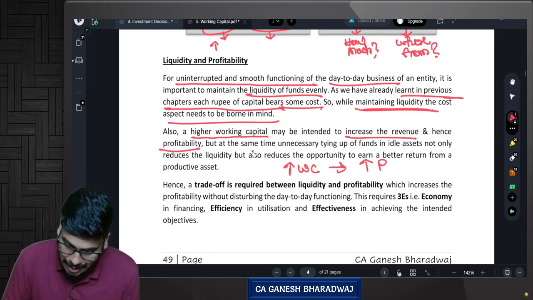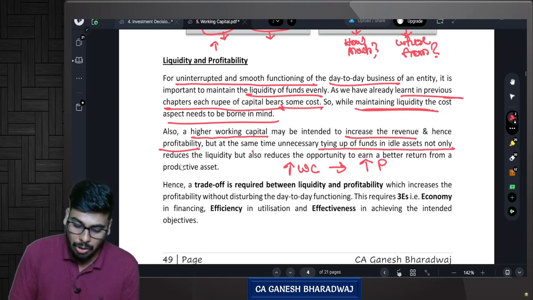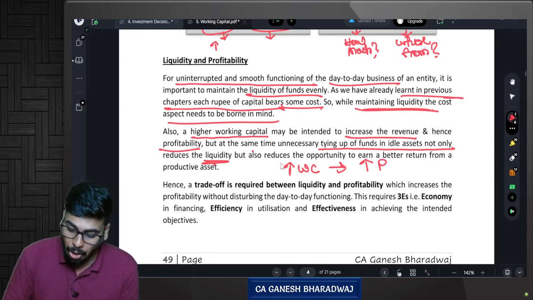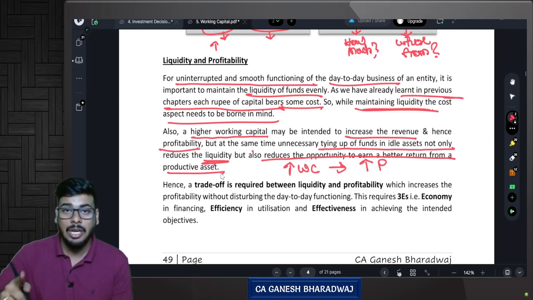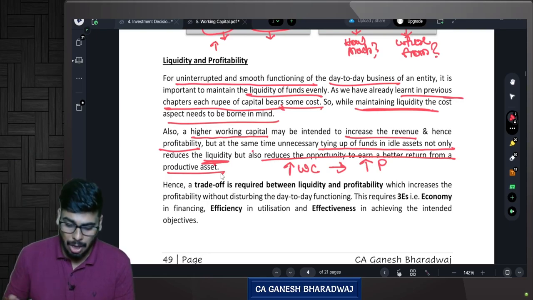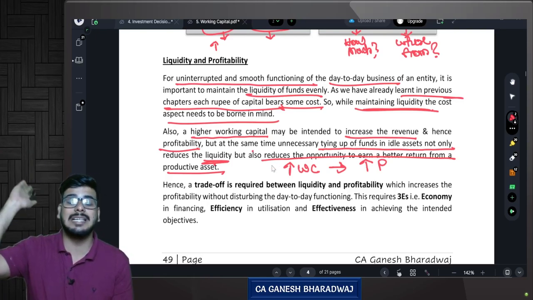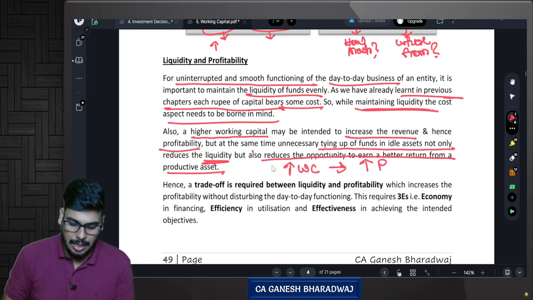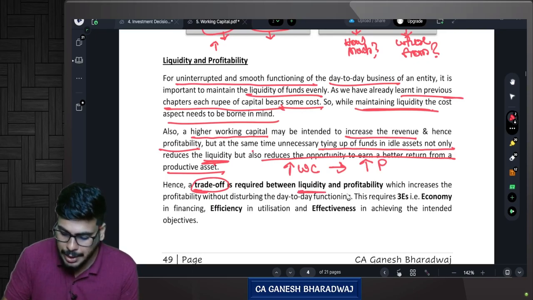But at the same time, unnecessary tying up of funds and idle assets not only reduces the liquidity, but also reduces the opportunity to earn a better return from a productive asset. So what happens right now? This is one side of it, but the other side of it is that now you are tying up more funds in your business. Because of this, there is some cost associated to this. Clear? Hence, a trade-off is required between liquidity and profitability.